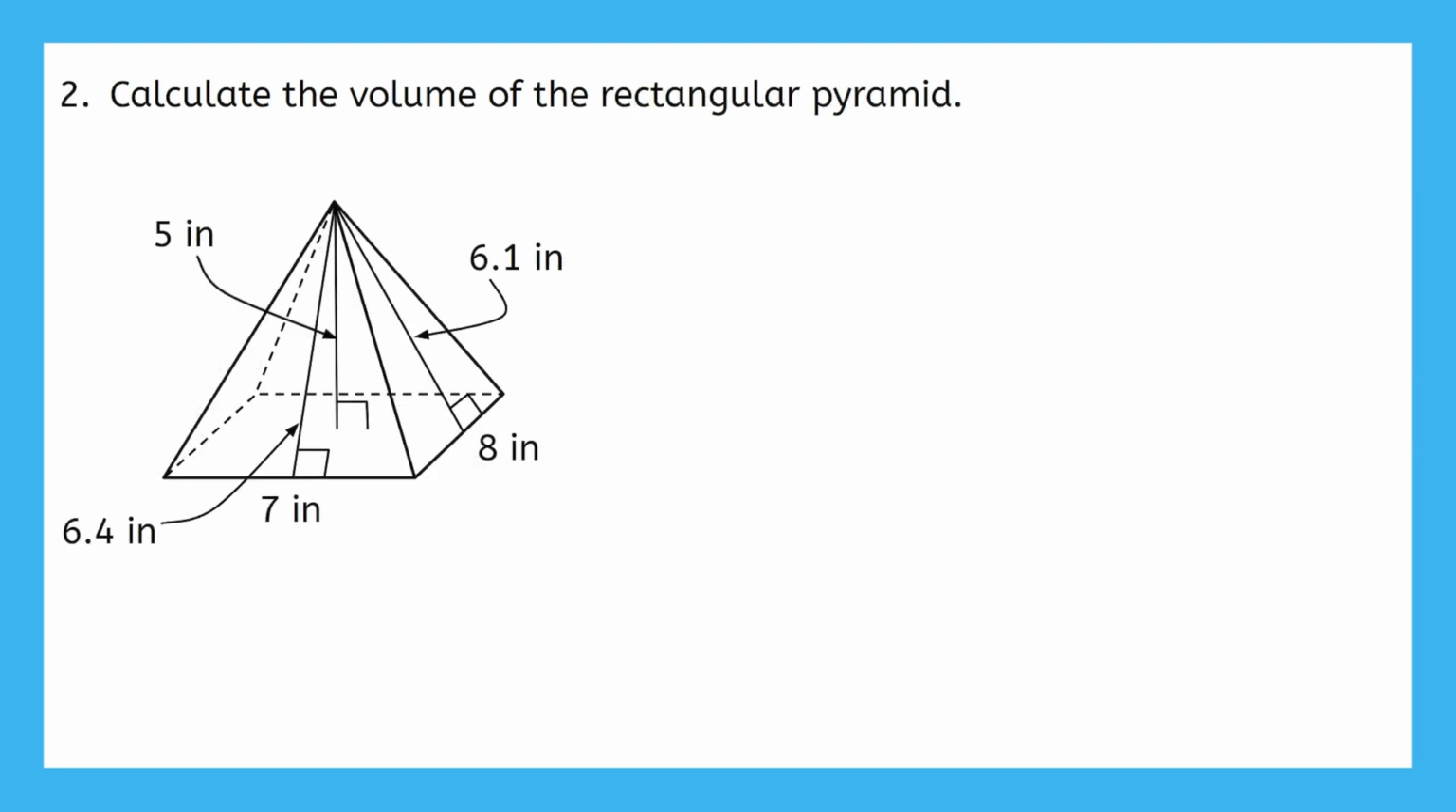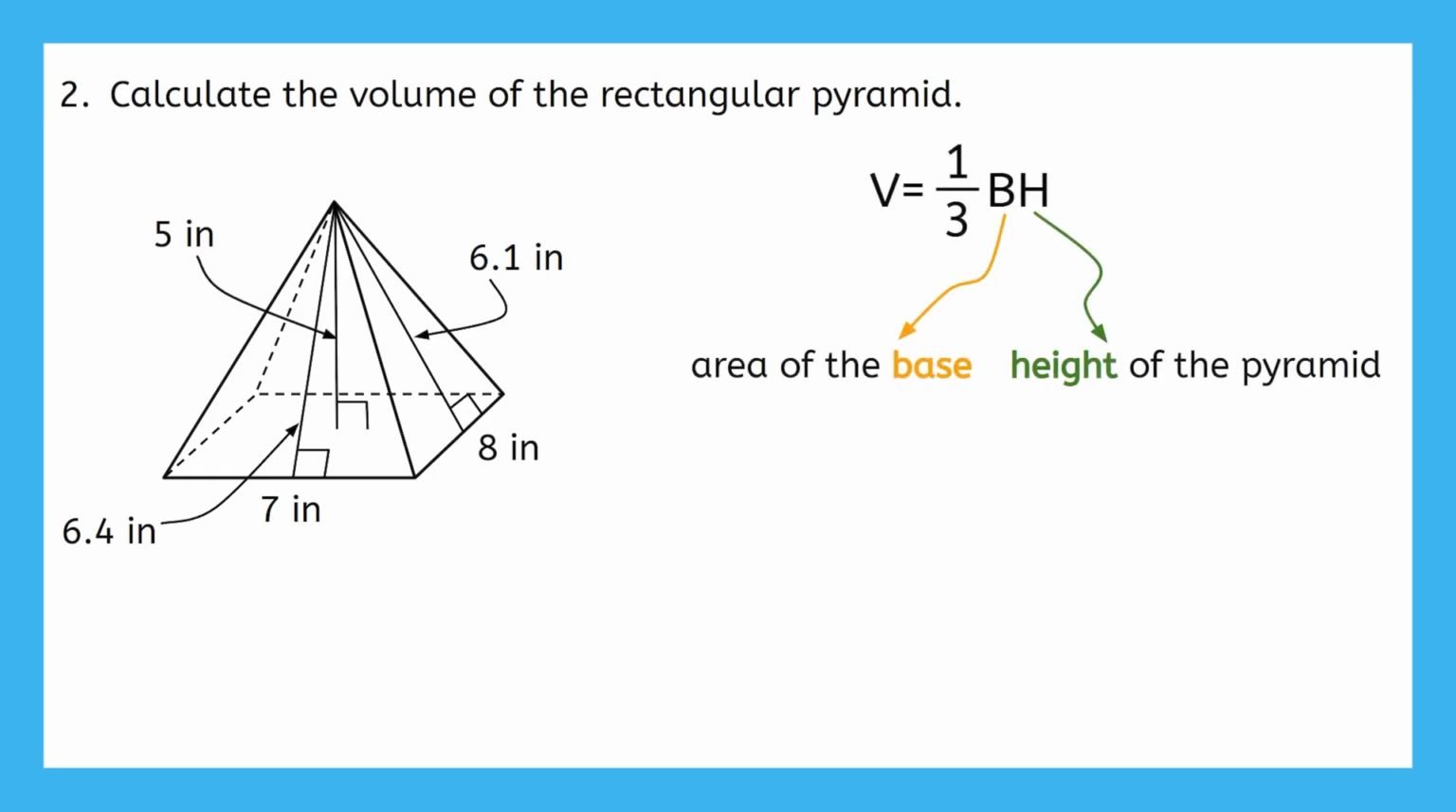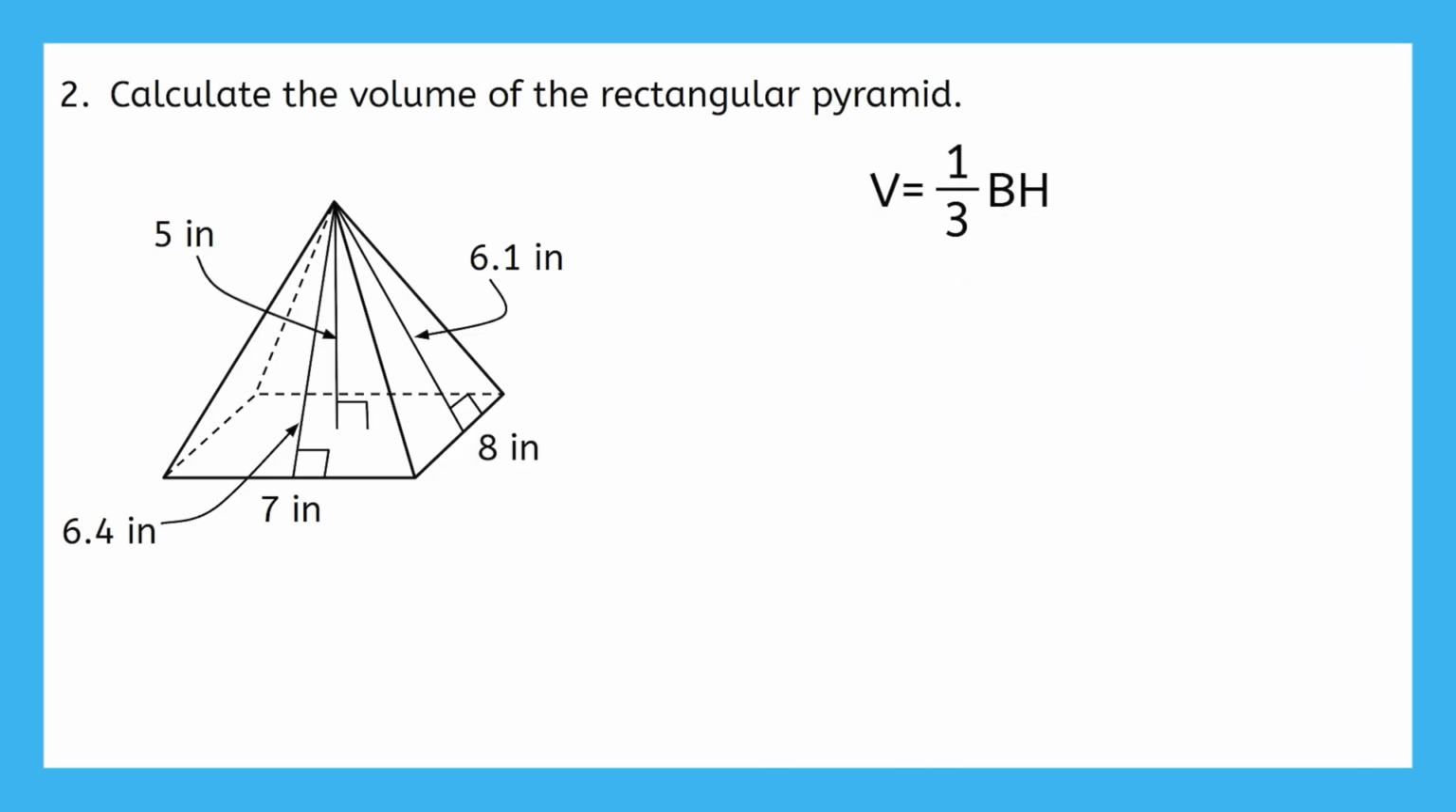Here's another problem to practice our volume calculating skills. This time we have a rectangular pyramid. Remember our goal here. We need to know the area of the base and the height of the pyramid, so we can substitute them into this formula. What's the area of the base? 7 inches times 8 inches gives us 56 square inches.